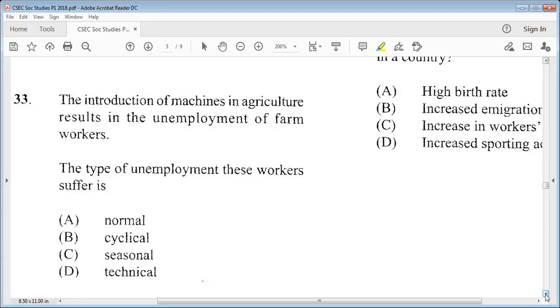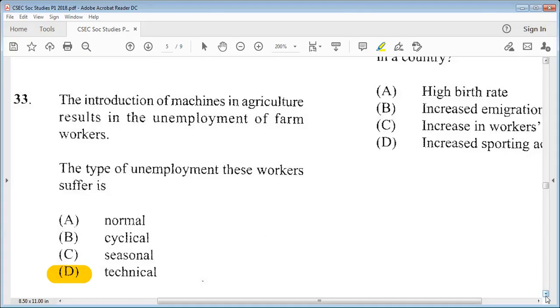So what about technical unemployment? Well, really and truly, technical unemployment has to do with the technological changes or improvements that result from the introduction of machines, which has replaced labor. This has led many persons to become unemployed because of the introduction of machines, for example in the agricultural sector and so on. So right away we know that our answer is going to be D.